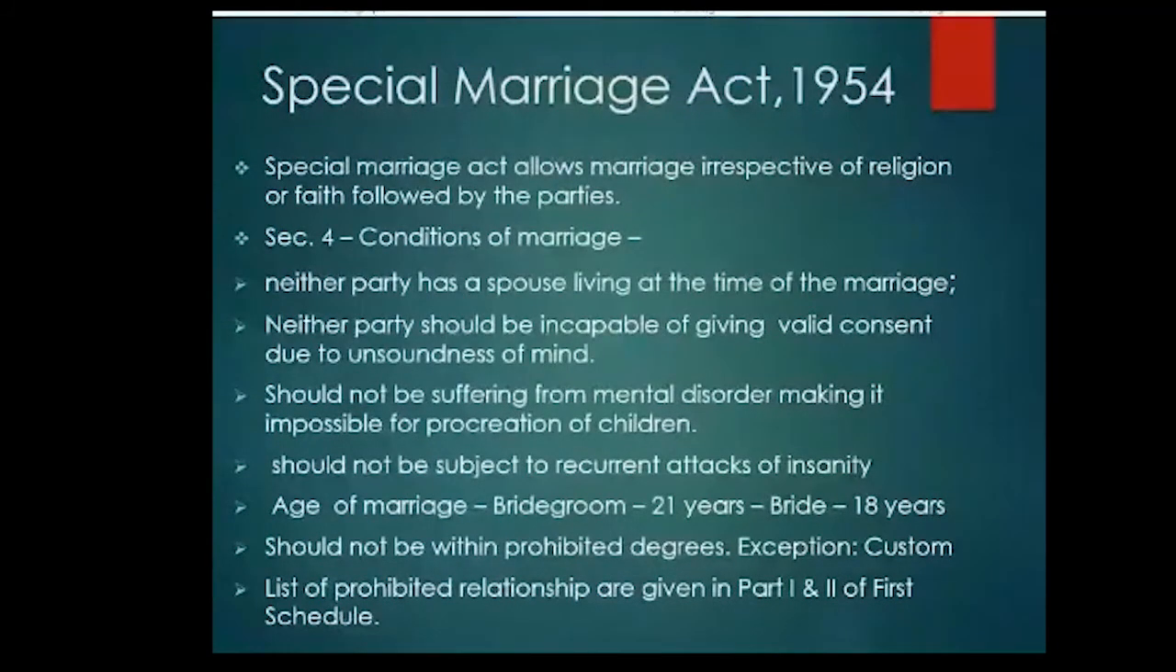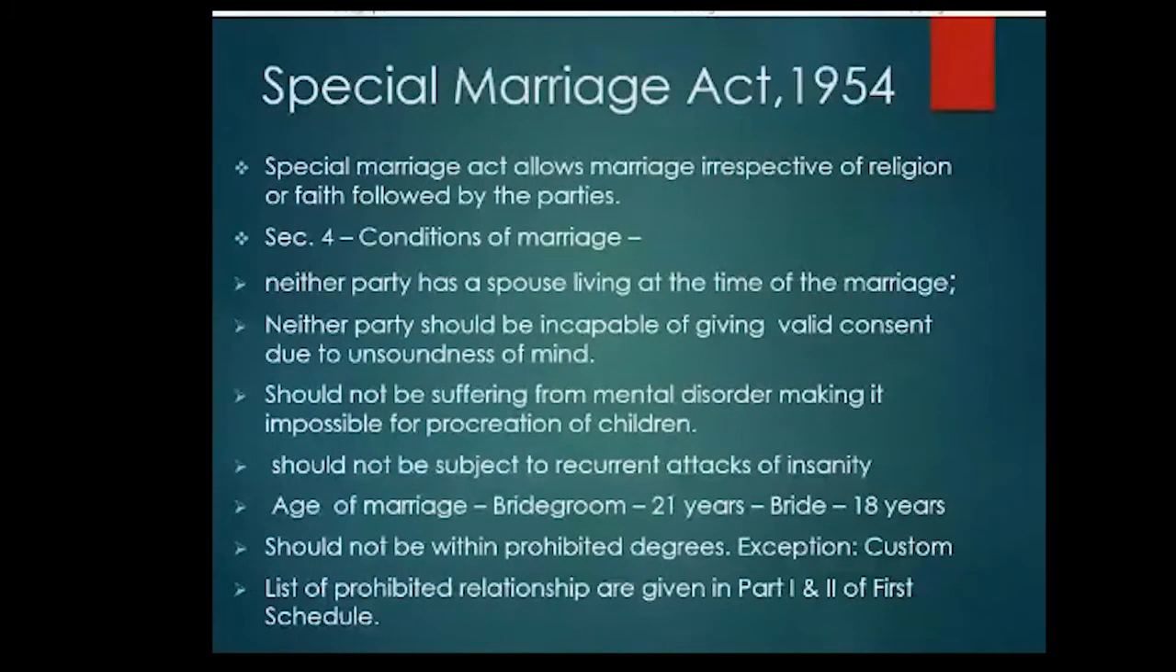So Section 4 defines the conditions of marriage. Neither party has a spouse living at the time of the marriage, as we said before in all the personal laws. Neither party should be incapable of giving valid consent due to unsoundness of mind, should not be suffering from any mental disorder or recurrent attacks of insanity. And again, the legal marriage age is the same: 21 years for the bridegroom and at least 18 years for the bride. The parties should not be within prohibited degrees. The list of prohibited relationships is given in Parts 1 and 2 of the First Schedule.